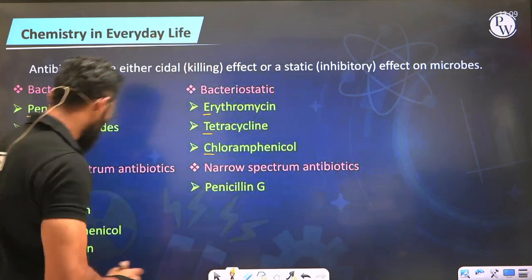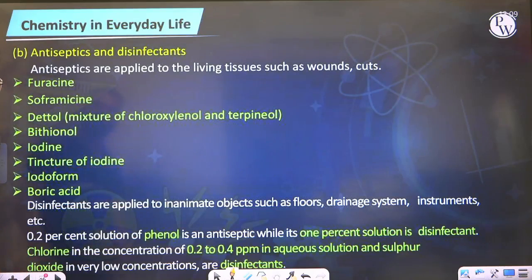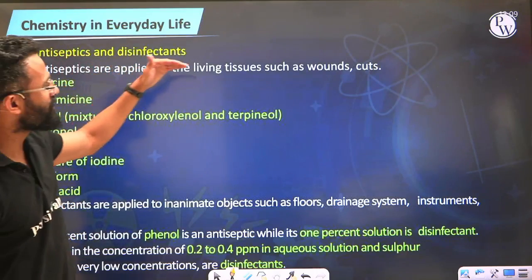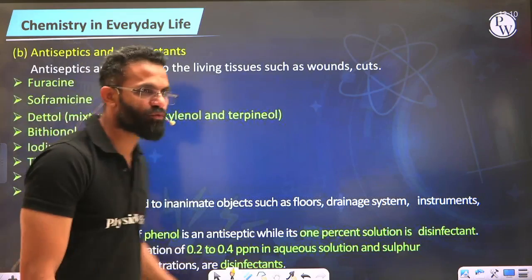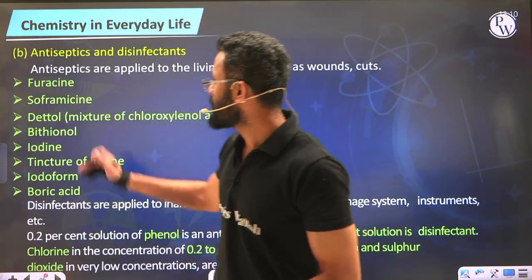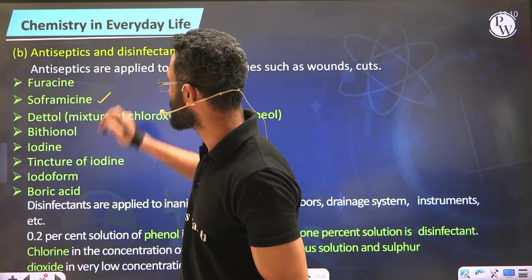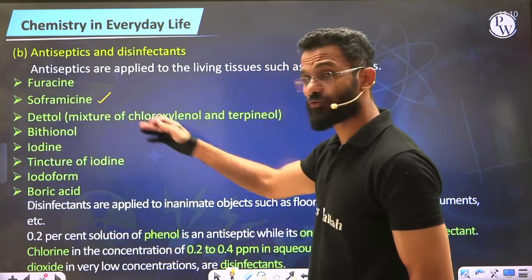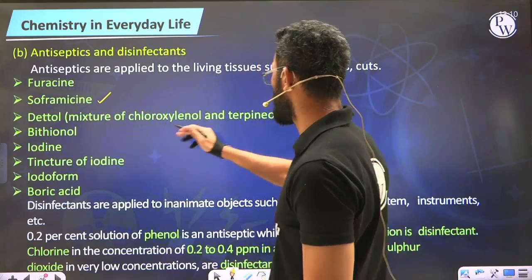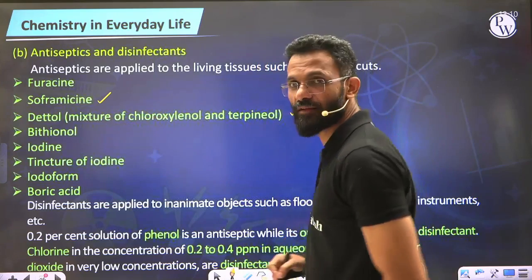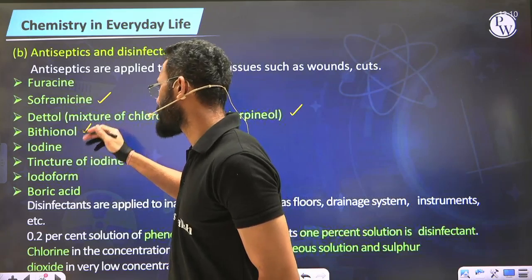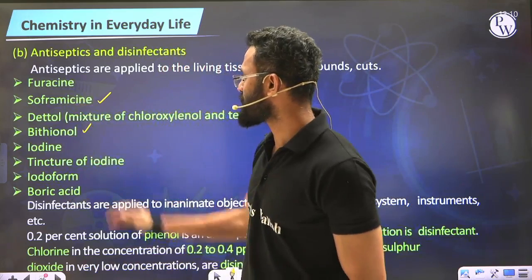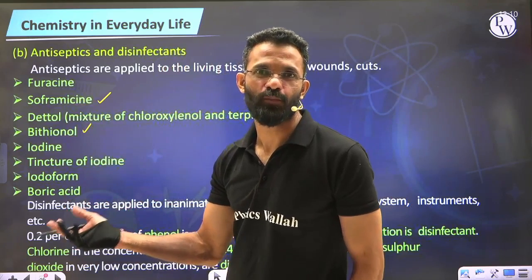So the second type of antimicrobes is antiseptic, and then the third one is disinfectant. So antiseptics are the ones which are applied to living tissues such as wounds and cuts. Examples, so many of these we have seen in our daily life as well. Furacin, soframycin is one of the very common antiseptics. Dettol, of course, is a mixture of chloroxylenol and terpineol. Then we have got bithionol, or bithional you can call it. This is that chemical substance or antiseptic which we generally find in soaps.